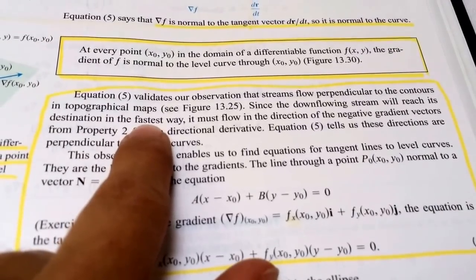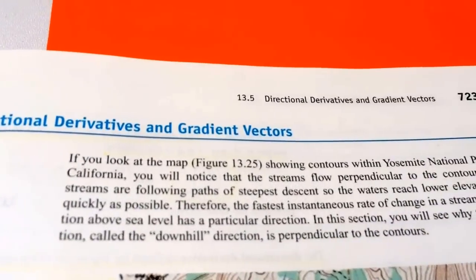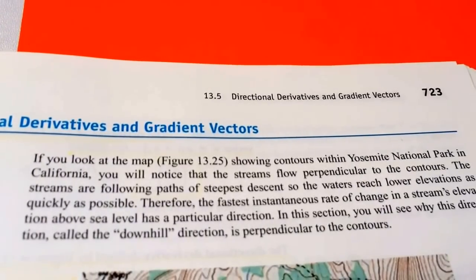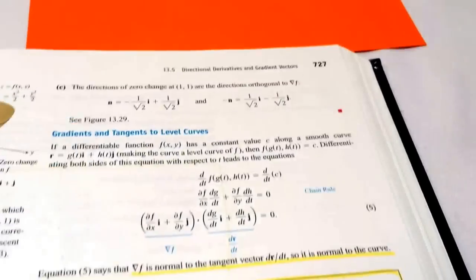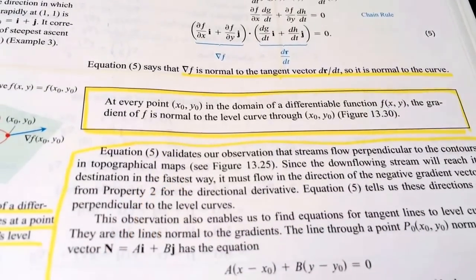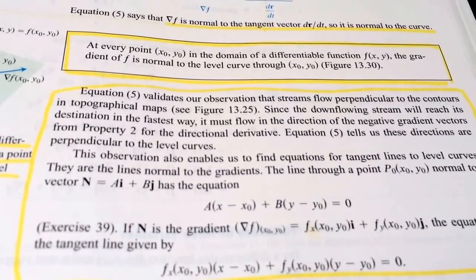Okay, and then here at the bottom of the page, this part about streams flowing perpendicular, they were talking about that up here in this paragraph. So if you want this to make sense, you'd have to have read this paragraph at the top of 723 first, and then this is a continuation of that. But what we care about is this down here.